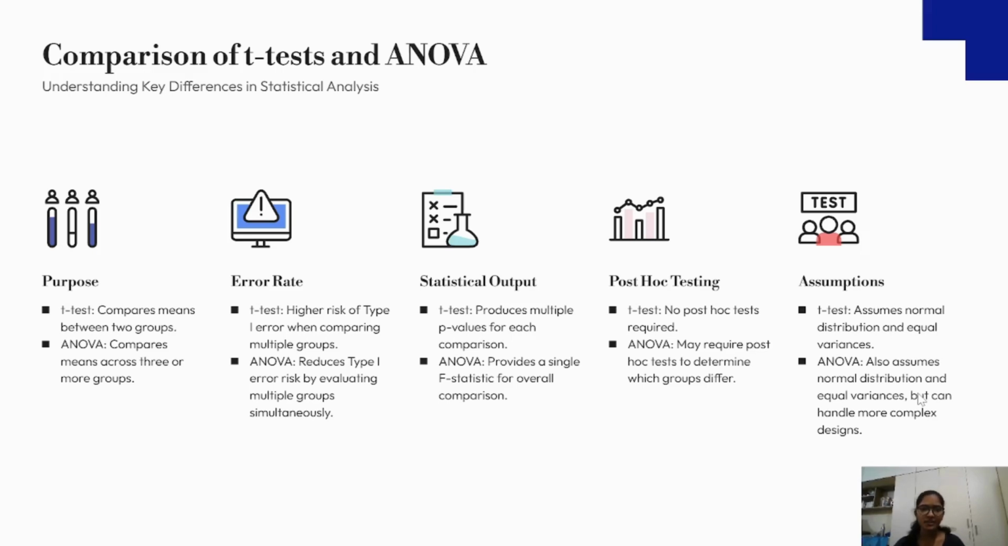In statistical output, a t-test produces multiple p-values for each comparison, whereas ANOVA provides a single F statistic for overall comparison. In post hoc testing, no post hoc test is required in a t-test, and in ANOVA it may require a post hoc test to determine which groups differ. In assumptions, a t-test assumes normal distribution and equal variances, whereas ANOVA also assumes normal distribution and equal variances but can handle more complex designs.